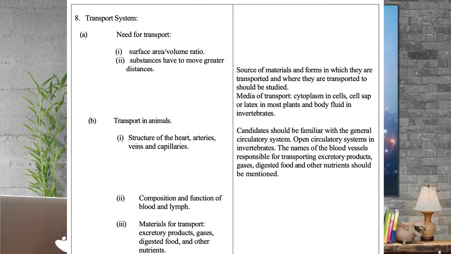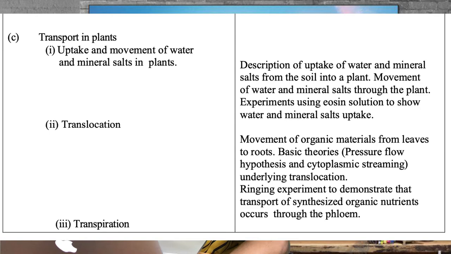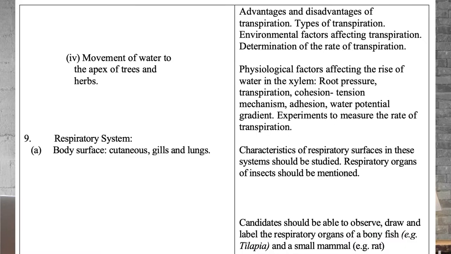You should know about transport system in animals and transport system in plants. You should know about the respiratory system. Respiration is the act of breathing, taking in oxygen and giving out CO2, carbon IV oxide. Now, what are the various structures in the body that enable us to breathe? How does respiration take place? Likewise, how does reproduction take place? What are the various systems in the body? So those are the things you should know in biology.